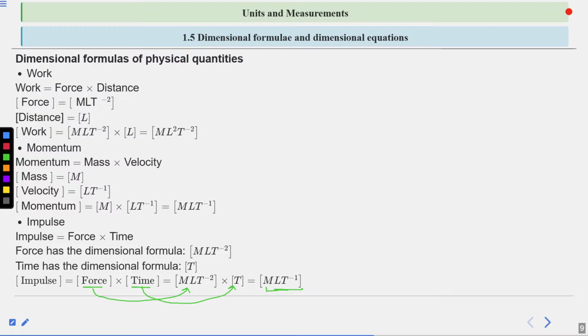Any doubt? So this is the method to derive the dimensional formulas of physical quantities like work, momentum, impulse, force, acceleration, velocity.